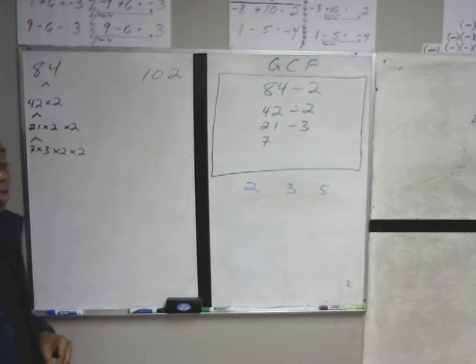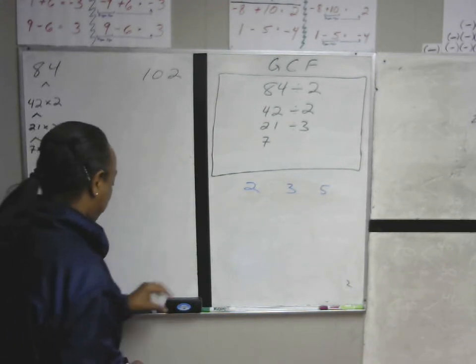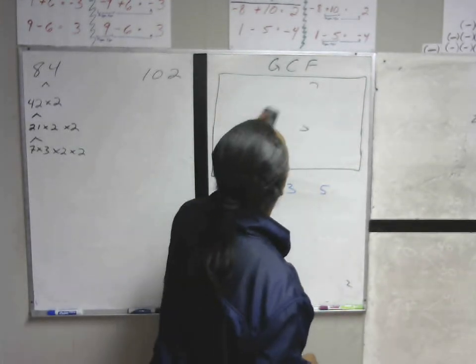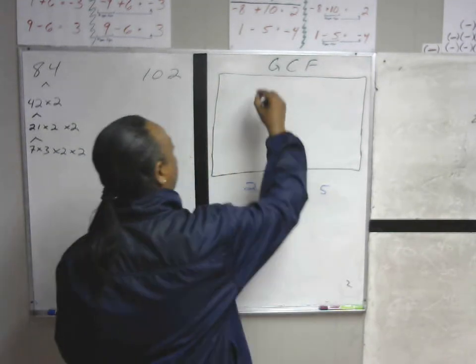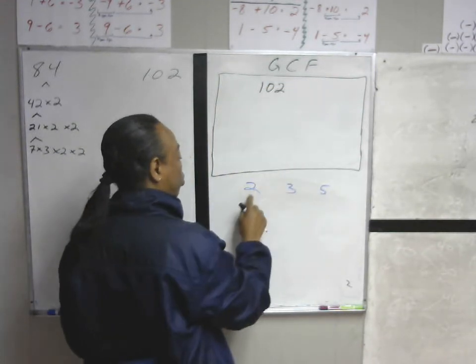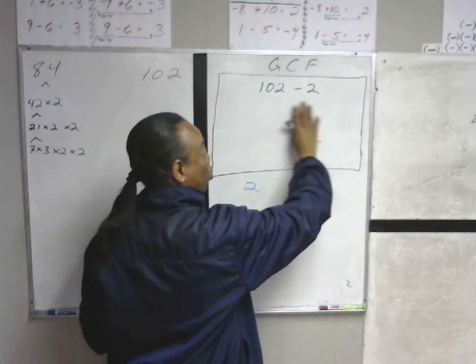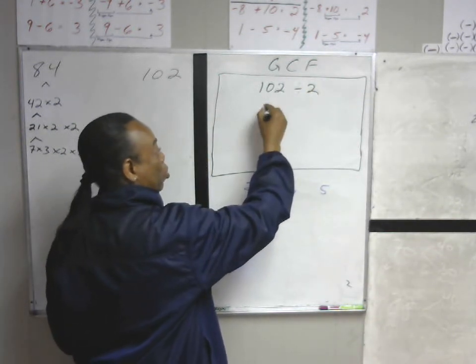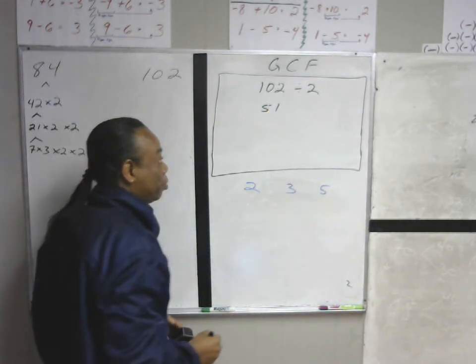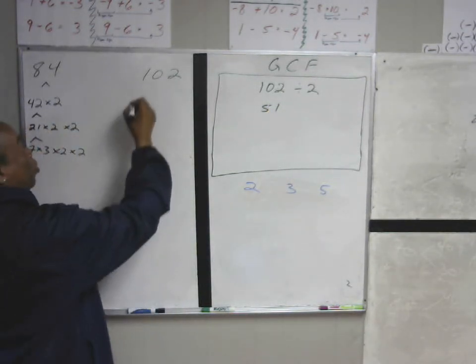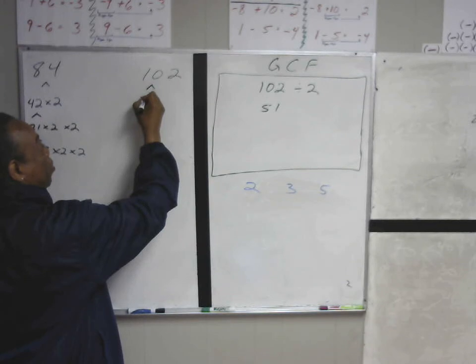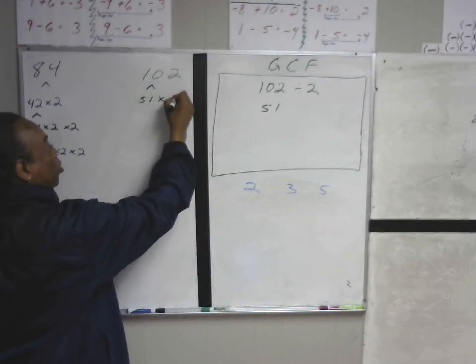Let's find the factors of 102. First, we start by dividing by 2. Again, this is on your calculator. When you divide by 2, you're going to get 51. So 102 becomes 51 times 2.